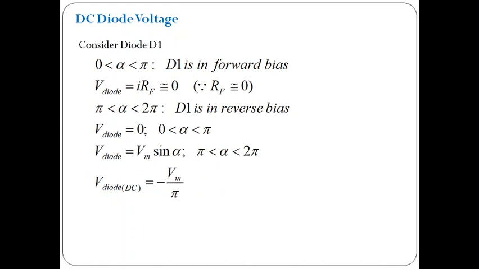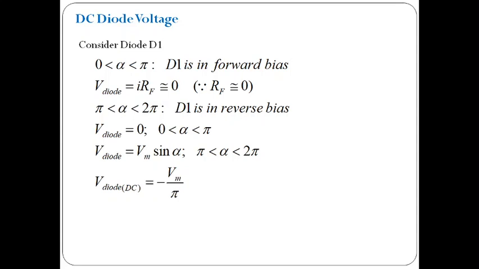This means when you consider the ideal diode, and the DC diode voltage. In a half wave rectifier, we are getting Vm by pi. In the full wave rectifier, we have two diodes and we consider any one of the diodes. Here we have four diodes, and we may consider any one of them. So here I am considering the diode D1.